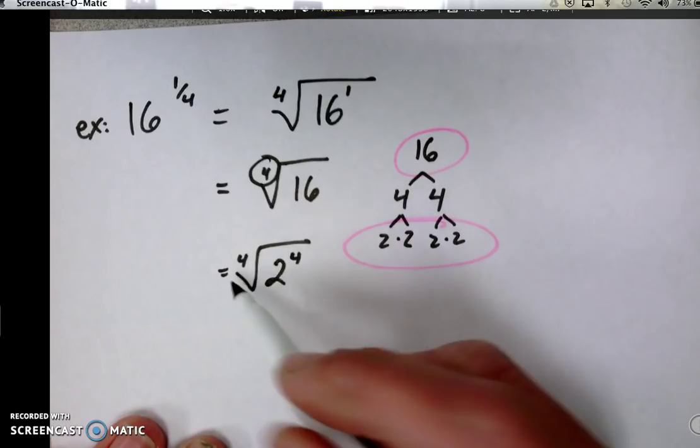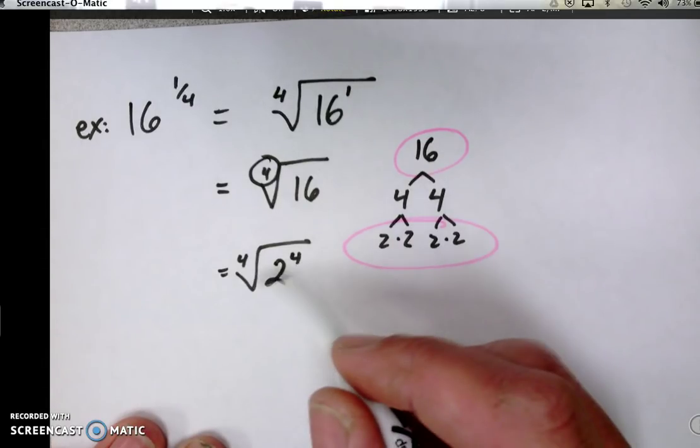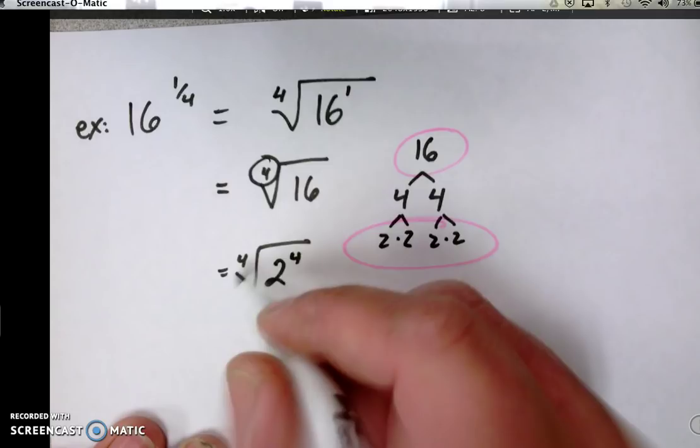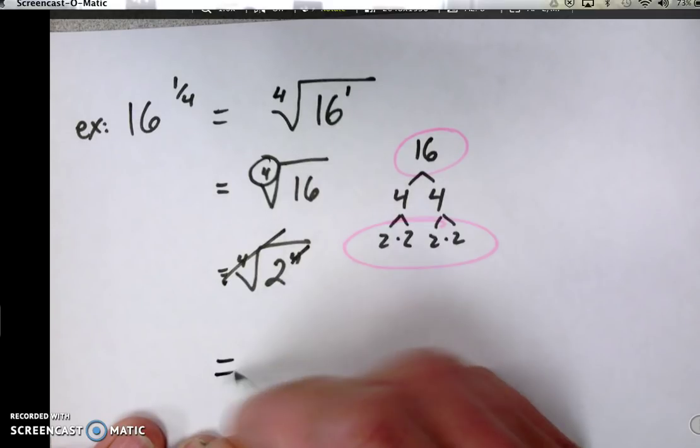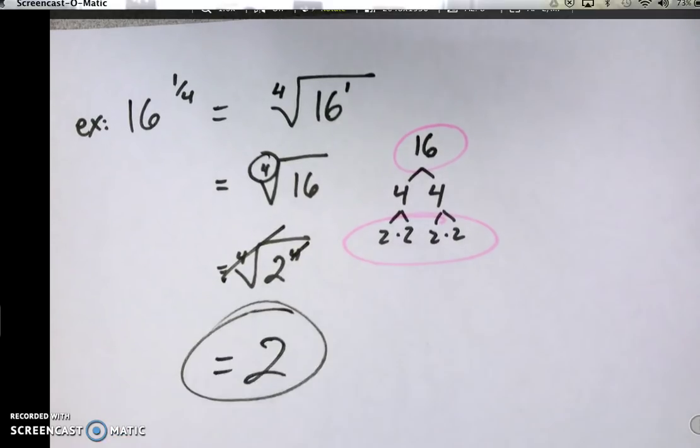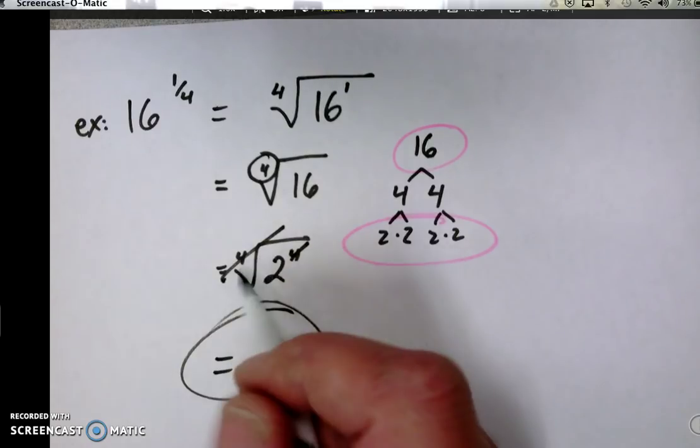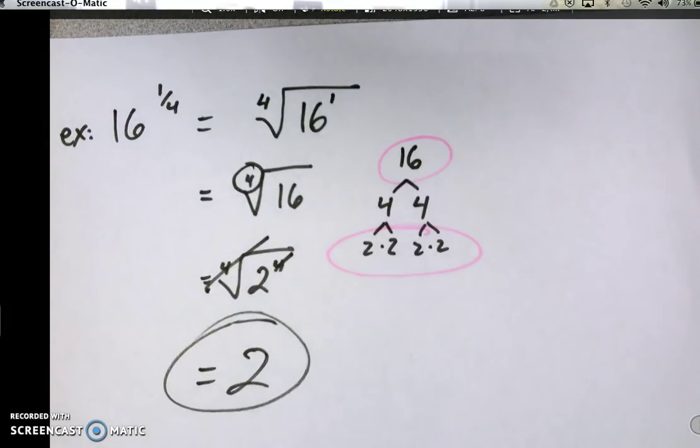Okay, so what happens here? Fourth root of 2 to the 4th, these are opposite operations, just like square roots. The fourth root cancels out the fourth power, and you're just left with the base of 2. The whole radical cancels off the fourth power here, and that's what it is.